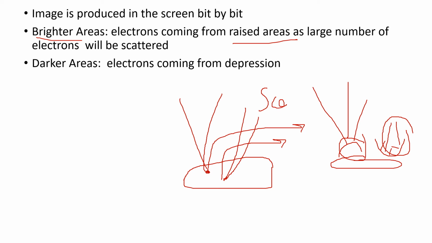Raised areas will ensure that more secondary electrons get scattered, and darker areas, because they are depressions, the secondary electrons will not be able to get out of the depressions, will not be able to escape, and finally we will have these as darker areas in the image.